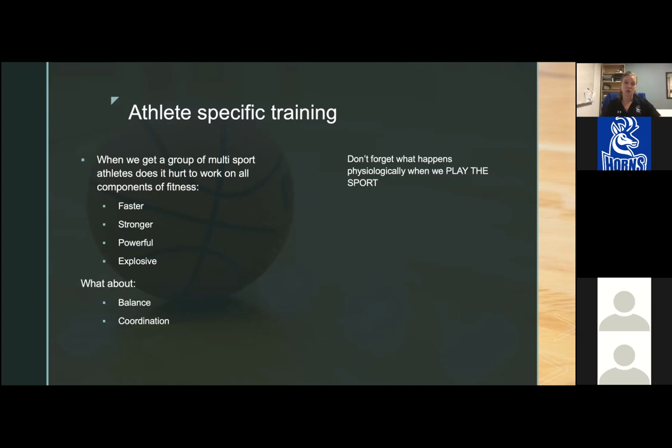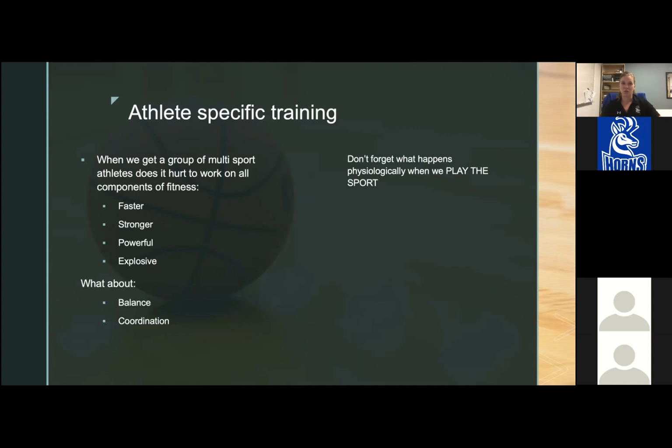And so you'll see here on the screen, there's faster, stronger, powerful, explosive. You're going to see those come up again in a couple of slides. What about balance and coordination? When we talked about learning to train, we talked about just simple running, throwing, jumping, swimming, just movement. And so we don't want to overcomplicate things. And that's where I said, don't forget what happens physiologically when we play sport, in a structured environment but also in an unstructured environment.